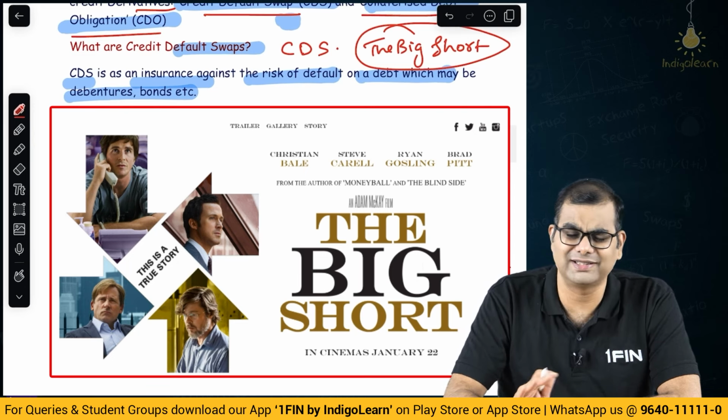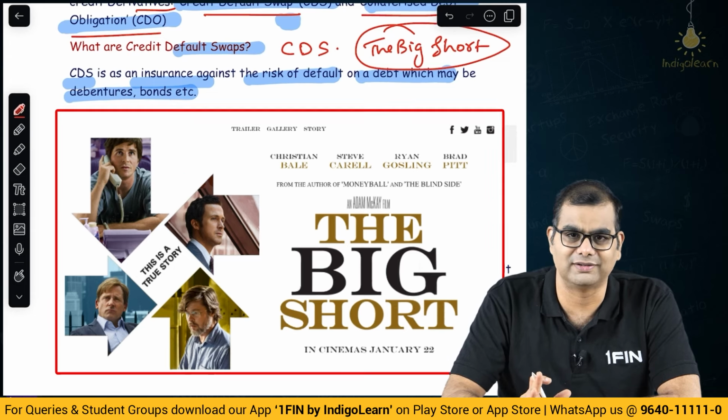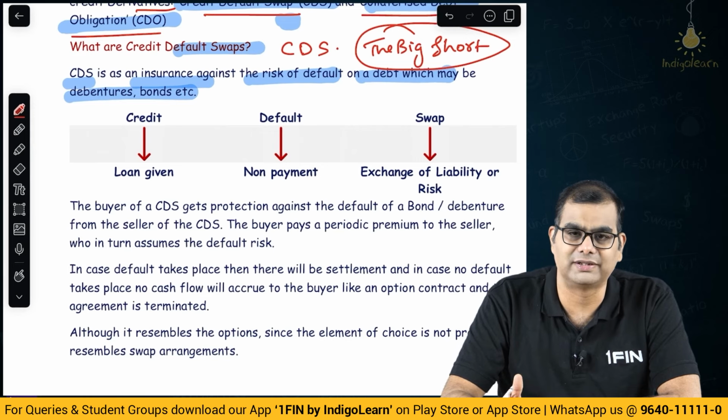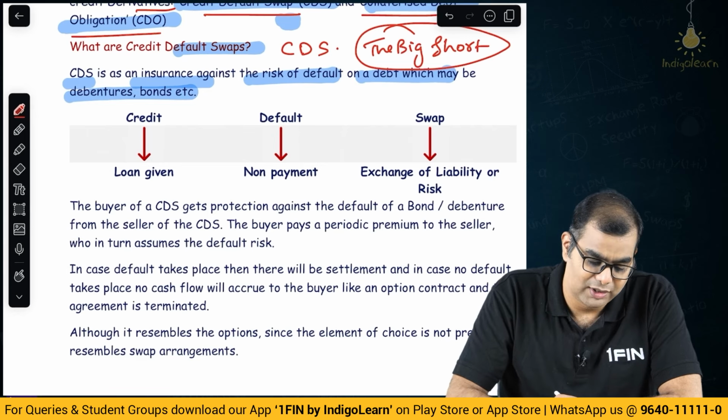It's very interesting, and it is not explained in a fancy manner. It is explained in a super simple manner. It is a lot of fun. You have amazing actors who have acted in it. Brad Pitt, then you have Ryan Gosling, a bunch of guys. I love the movie. Anyway, coming back.